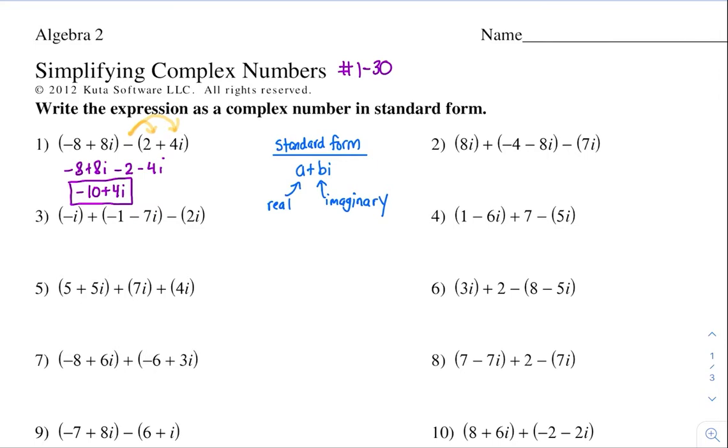Okay, number 2. This one, we just simplify. So minus 4, plus 8i, minus 8i, minus 7i. Okay, now let's combine like terms. For the real number, the only real number is negative 4. So that's the only one that's going to come in the front. Now let's combine like terms for our i's. 8i minus 8i is 0. 0 minus 7i is negative 7i.